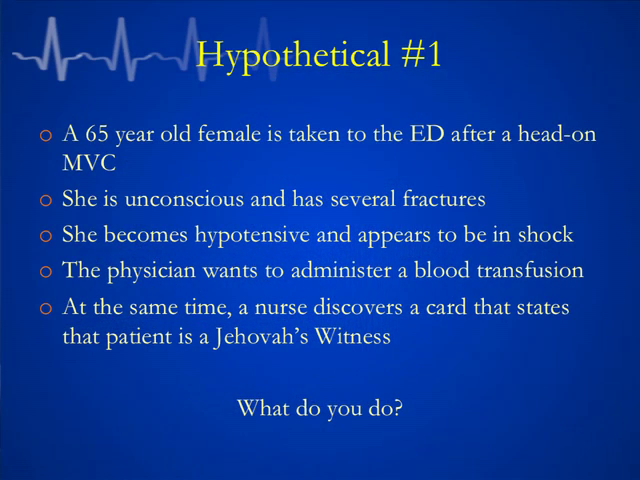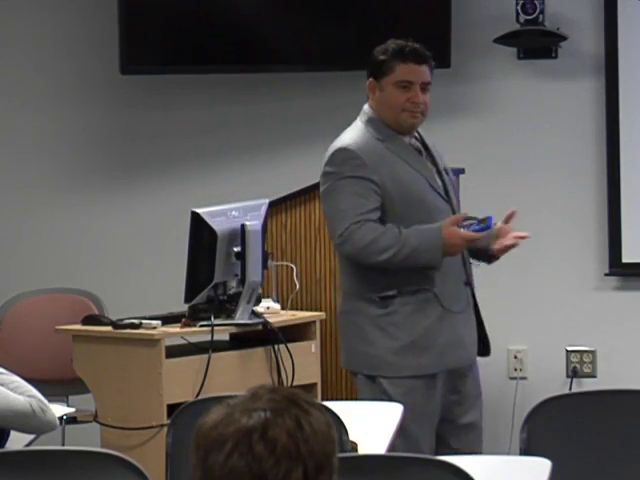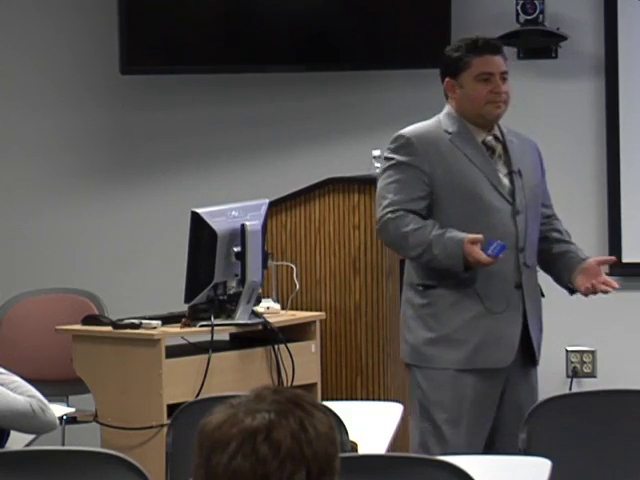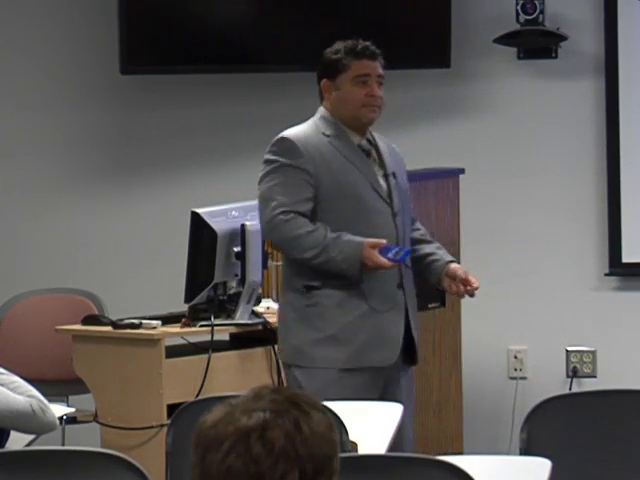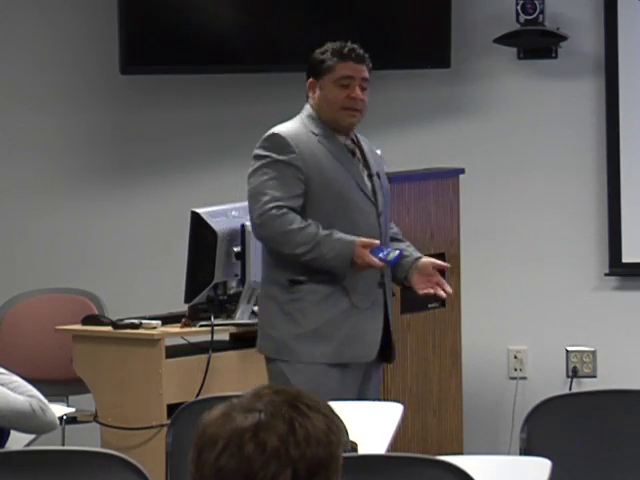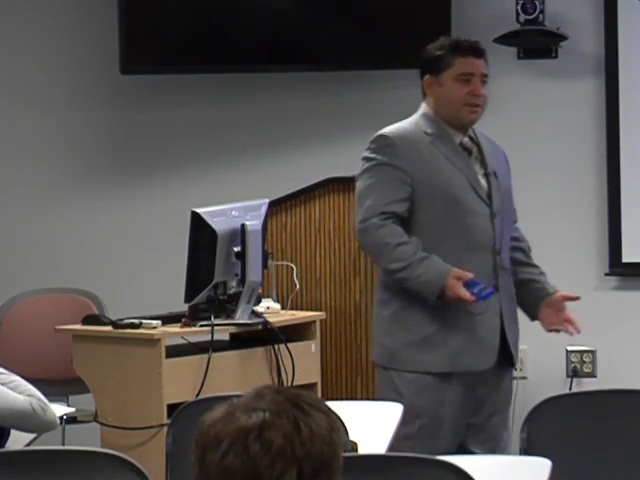I like dealing with hypotheticals, so we'll go through a couple of them. A 65-year-old female is taken to the ED after a head-on motor vehicle collision. She is unconscious and has several fractures. She becomes hypotensive and appears to be in shock. The physician wants to administer a blood transfusion. At the same time, a nurse discovers a card that states the patient is a Jehovah's Witness. What do you do? In general, would you transfuse this lady? The vast majority of people would probably transfuse this lady in this situation, right?